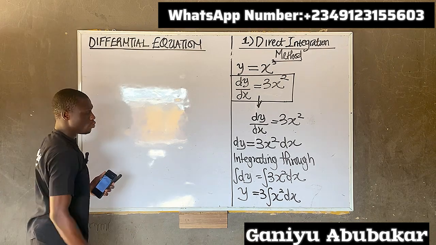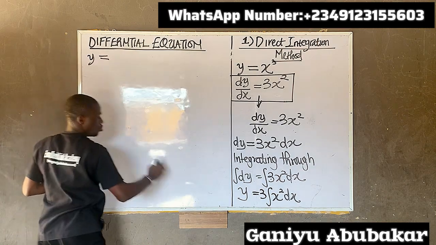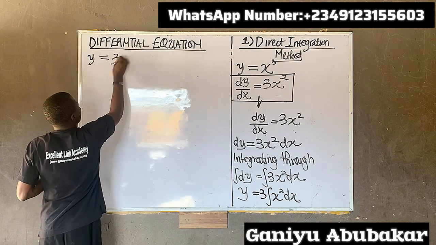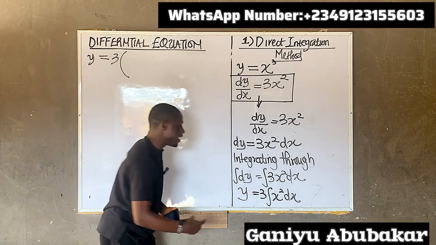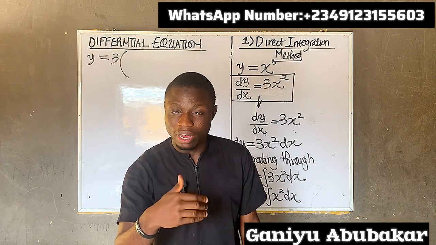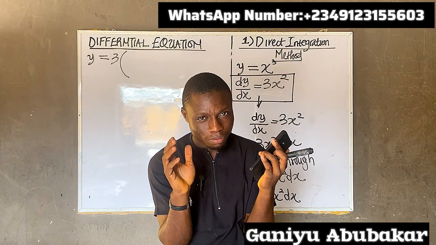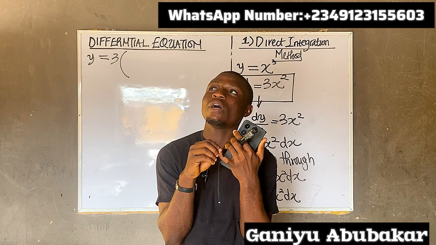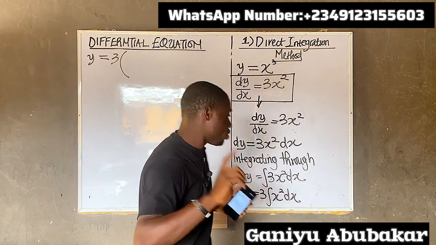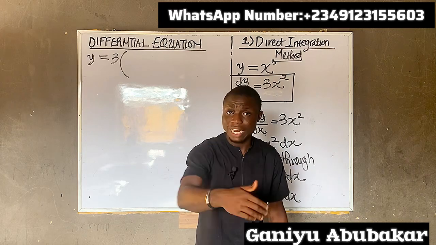If I want to proceed from here, this gives you y is equal to 3 times the integral of s squared. I'm assuming that you all know integration, so that it won't stress me much. Because if I integrate s squared, what do we know? We said add 1 to the power, that's the rule.